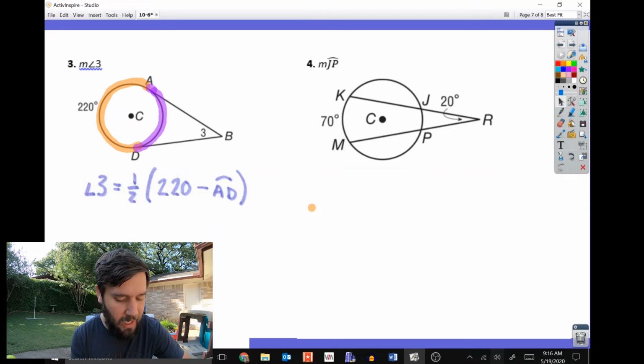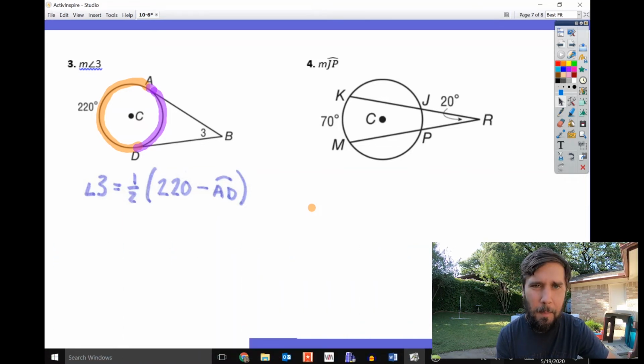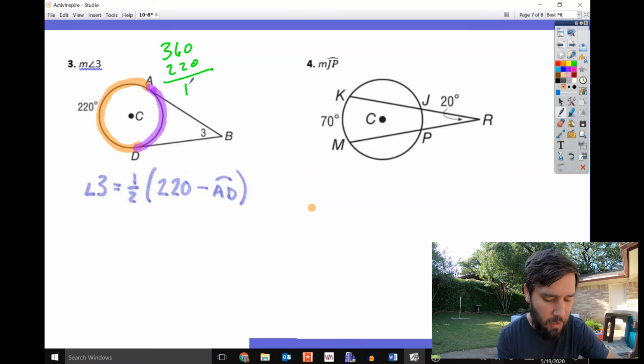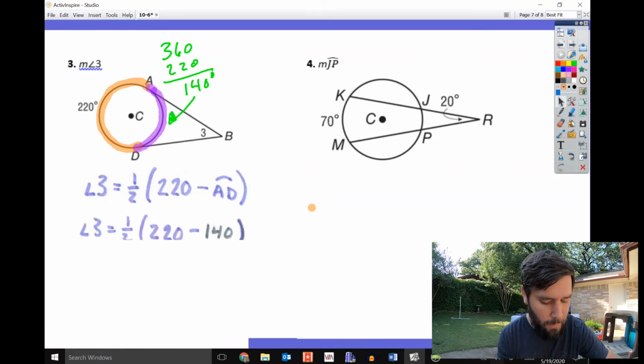So angle 3 is 1/2 of 220 minus whatever this inside arc is. How do you think we're going to find that arc right there? What are we going to do to get the degree of that? If I just know that the outside arc is 220, do you see? Of course, the whole circle here is 360, correct? Well, if I know the whole circle is 360 and one major arc is 220, if I take 220 away from 360, what am I left with? 140 degrees for this arc there. And so there is that arc right there.